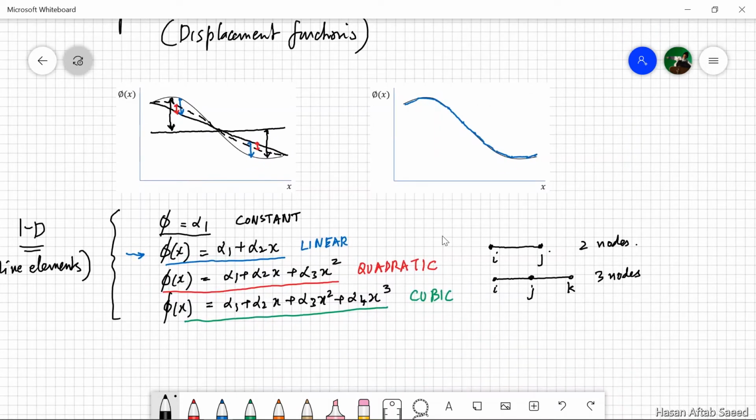Now, if you were to use the cubic element, you have four coefficients to calculate. So this element has now four nodes. It has to, if I am to calculate all the coefficients. So in this way, there's a correlation between the choice of the displacement function and the shape of the element itself and the number of nodes. Now, this one is linear, and anything above linear is called higher order elements.